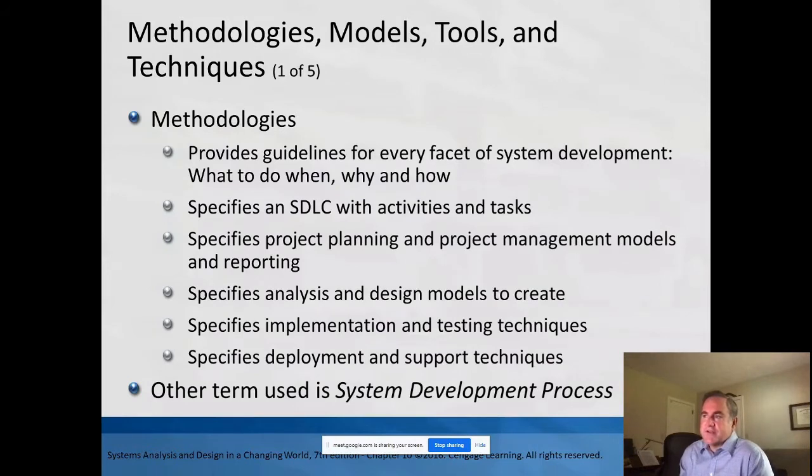So let's look at the methodologies, models, tools, and techniques. With the methodologies, these essentially are your guidelines. What are my steps and how do I go through these steps? What specific SDLC will I be using? In terms of the project planning and project management, for models and reporting, what models will I be creating for my analysis and design? What are my techniques I'll be using for implementation and testing? And then finally, my deployment and support techniques. So it's just essentially a set of guidelines for how you're going to do the entire project.